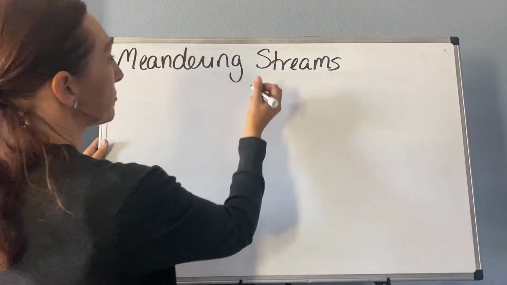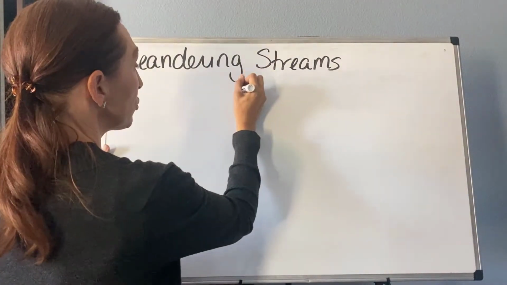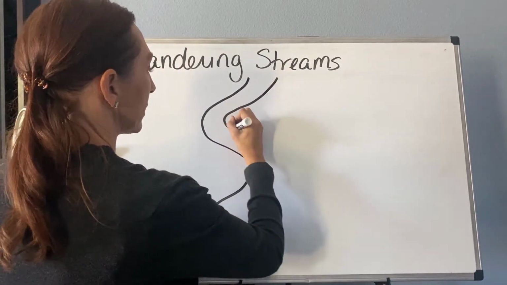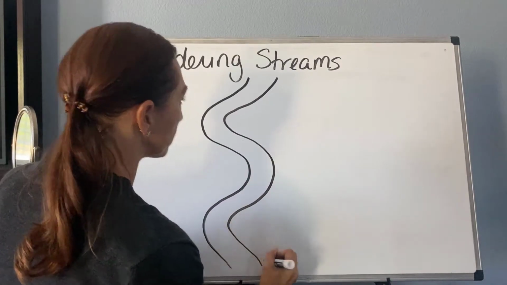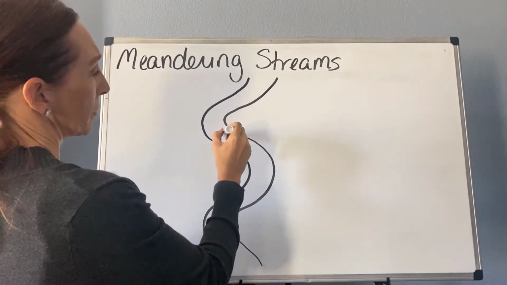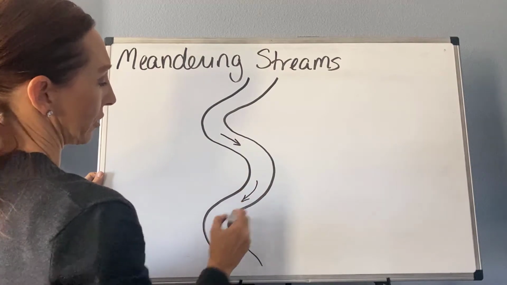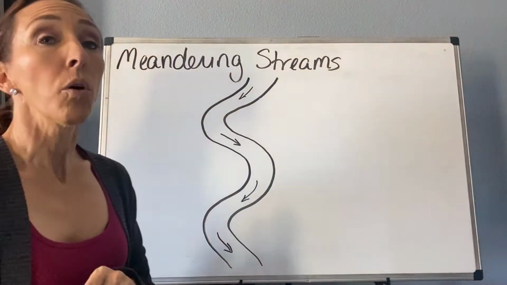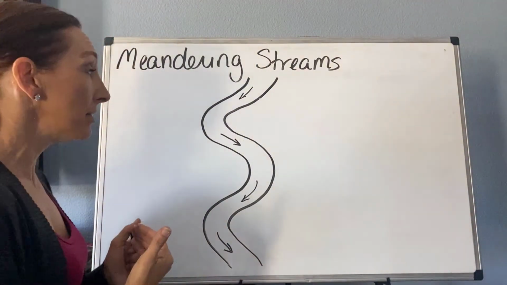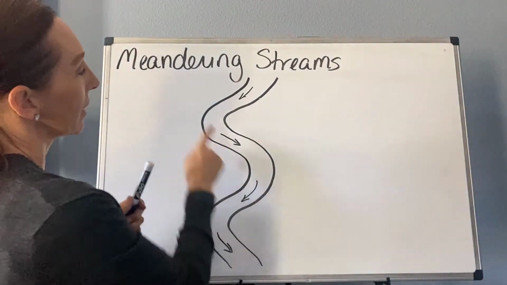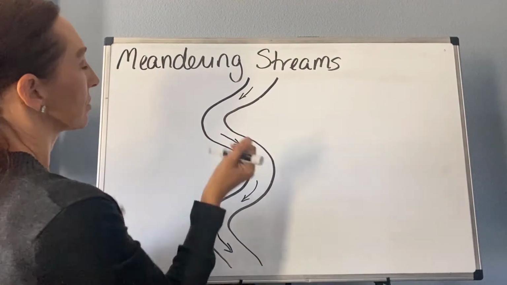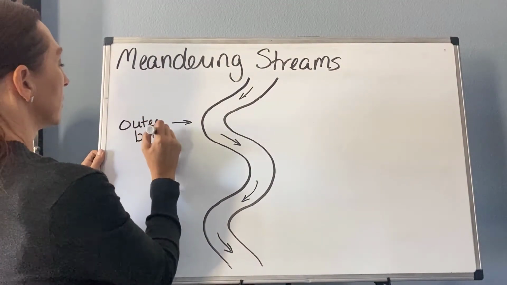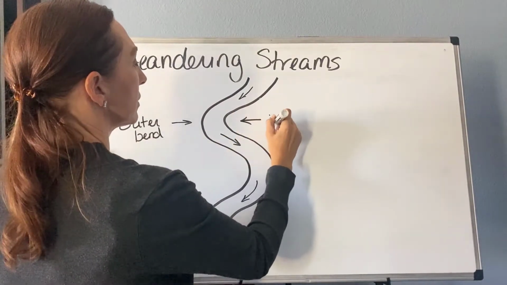So a meandering stream, and we're gonna go on a map view, is a stream that tends to have these curves like this. From a map view, I'm gonna have my little curvy stream here. It doesn't super matter, but let's just say that water is flowing in this direction from the top of my board to the bottom of the board. We're gonna have what are called outer and inner bends. So you can see that this would be an outer bend and then an inner bend, right? So let's just label that. Outer bend, and then this would be an inner bend.